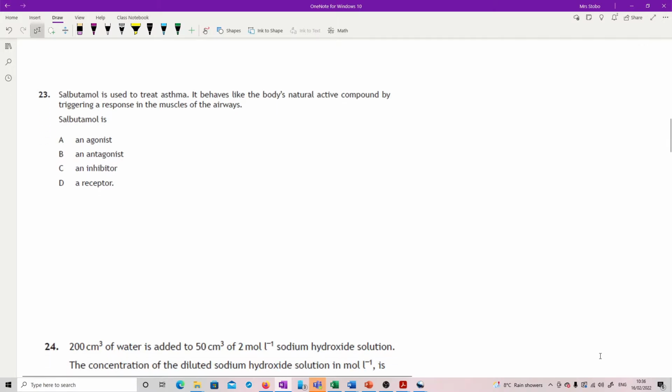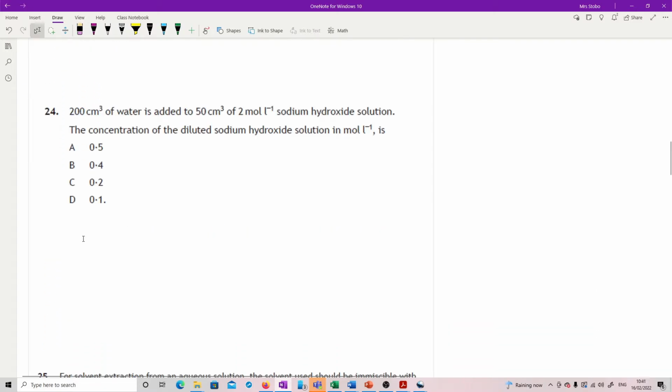Question 23. Salbutamol is used to treat asthma. It behaves like the body's natural active compound by triggering a response in the muscles of the airways. Salbutamol is, by definition then, an agonist because it's working with the body's natural response. Straight definitions.